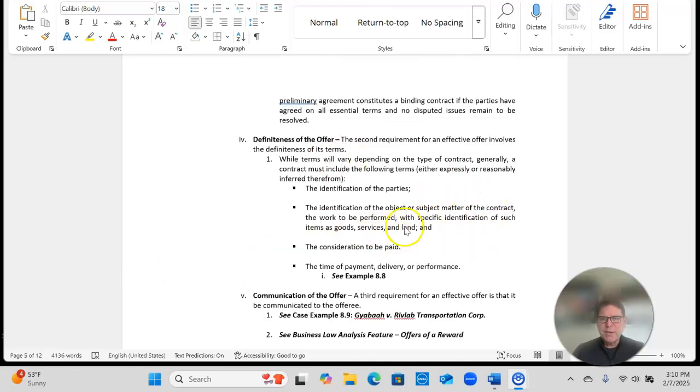So as I've said, you can see that this definiteness of the offer, they've added a little bit here in the outline, but I've already kind of talked about this, is the identification of the object or subject matter of the contract, the work, or specifically identifying the good, right, or land, the amount to be paid or consideration, delivery and payment. These are all things that really kind of lend themselves to analyzing this and saying that it is an offer.